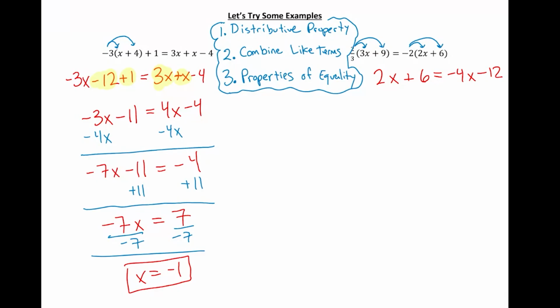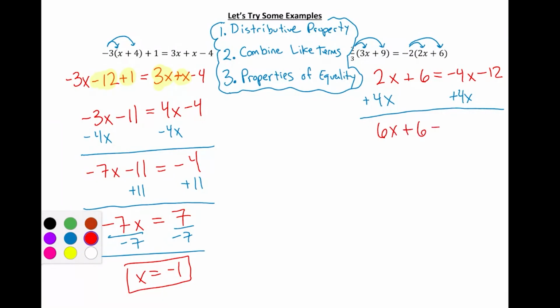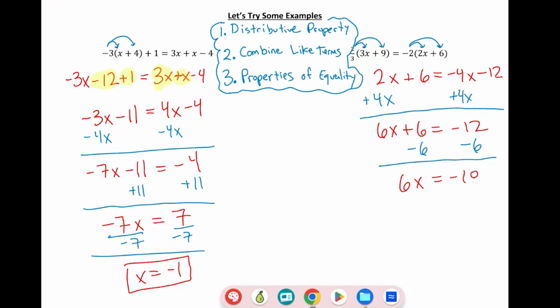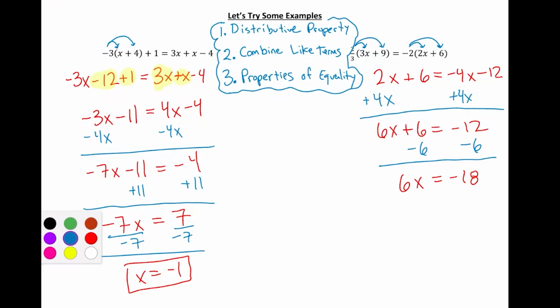Now I'm looking for like terms, and there are actually no like terms for me to combine on either side. So I'm going to skip that step and go to my properties of equality. First, I'm going to add 4x to both sides. 2x plus 4x is 6x, so I have 6x plus 6 equals -12. Then I'm going to subtract 6 from both sides. And that gives me 6x equals -18. Now I need to get rid of that 6, so I'm going to divide both sides by 6. And I get my final answer, x equals -3.